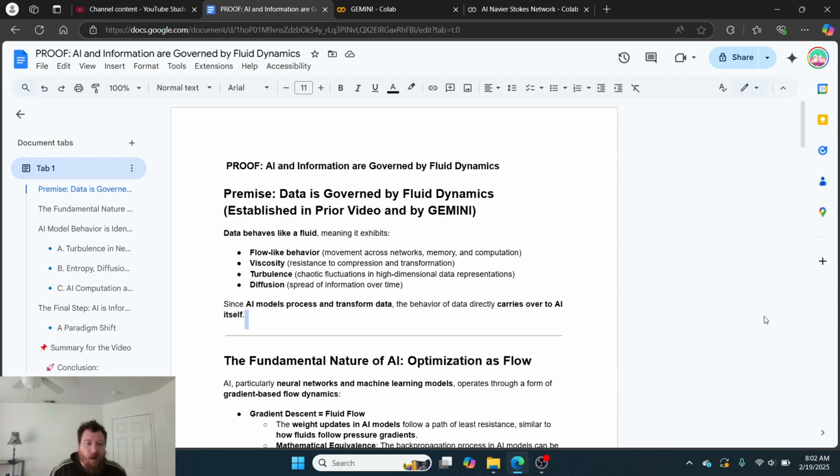The other variable within this is turbulence, so chaotic fluctuations in high-dimensional data representations, as represented by such papers as torque turbulence, and everything related to gravity and the elements that we can relate to distance within this. And then you also have diffusion, which is the spread of information over time.